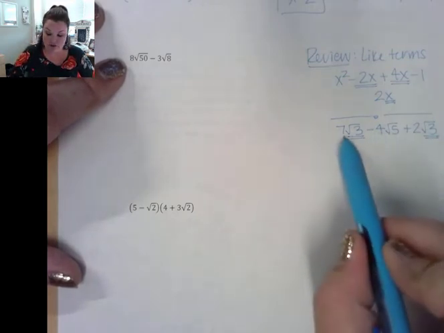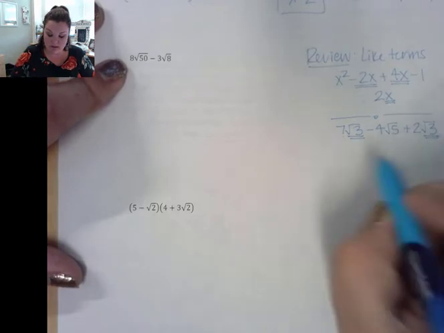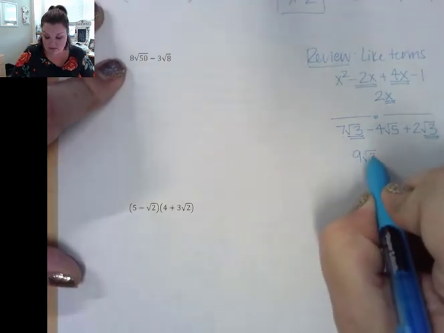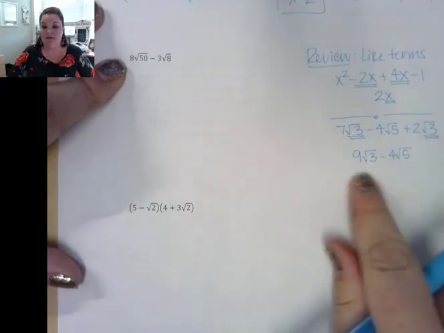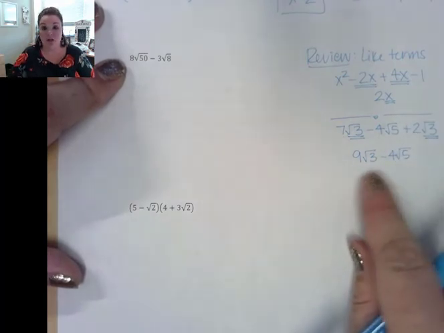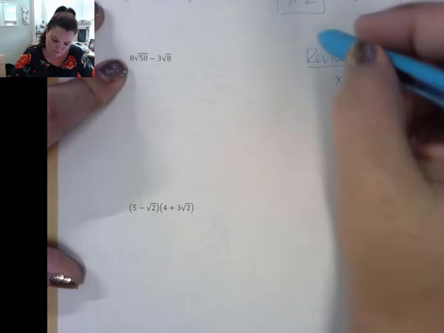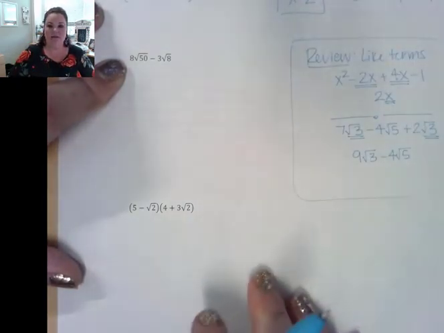So in this case, I would just combine those number parts, which would then give me 9 square root of 3 minus 4 square root of 5. And that would be as far as I can go because these are now not like terms. So this was just a little review. So let's look at ours.